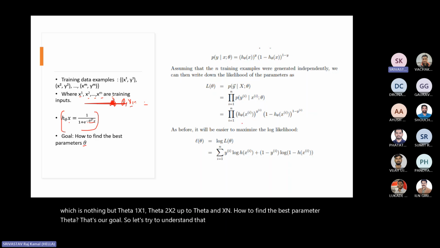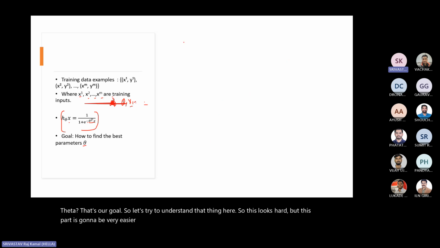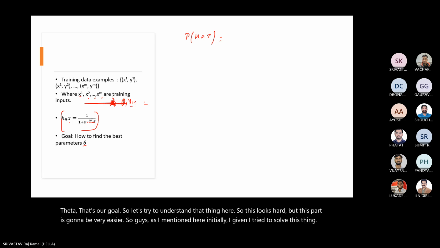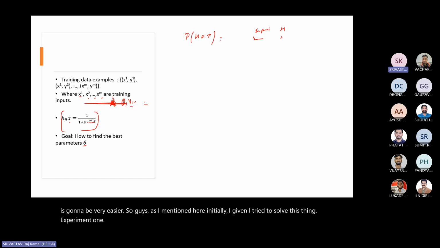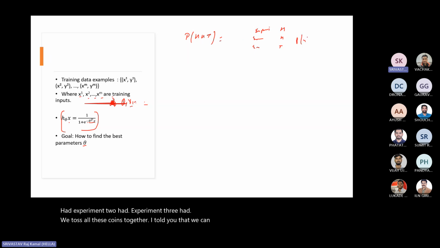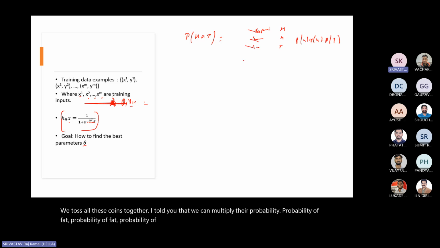This looks hard, but this part is going to be much easier. As I mentioned, initially I tried to solve this thing: experiment 1 had a head, experiment 2 had a head, experiment 3 had a tail. We toss all these coins together. I told you that we can multiply their probabilities: probability of head, probability of head, probability of tail. Why? Because all are independent, right? This is an assumption of independence.